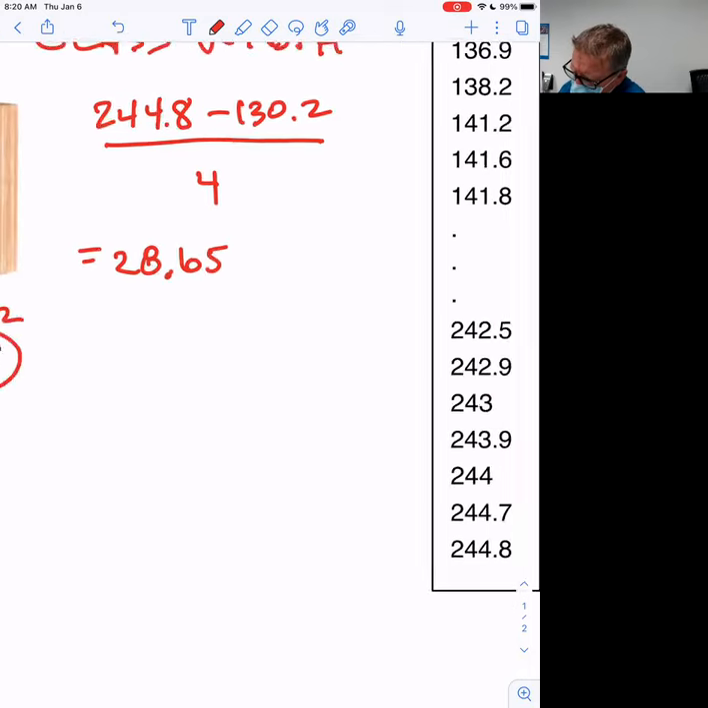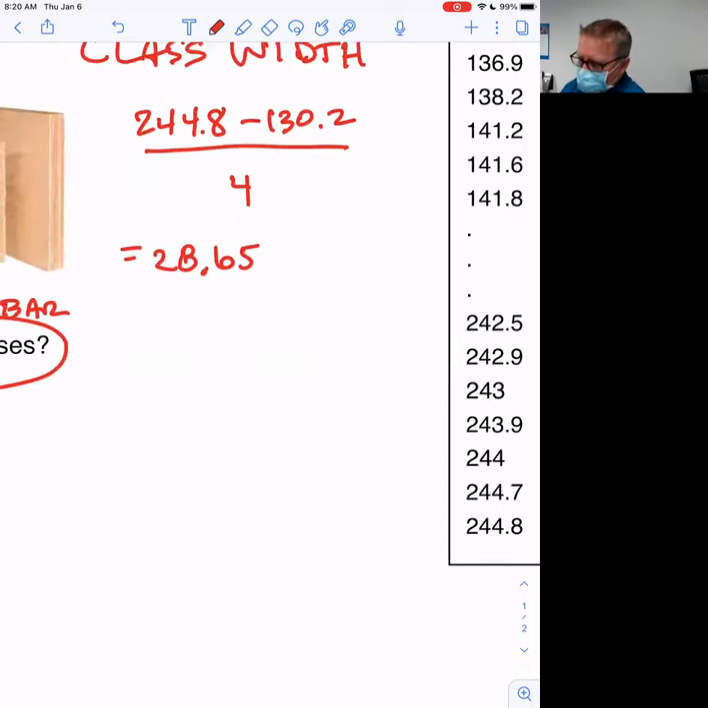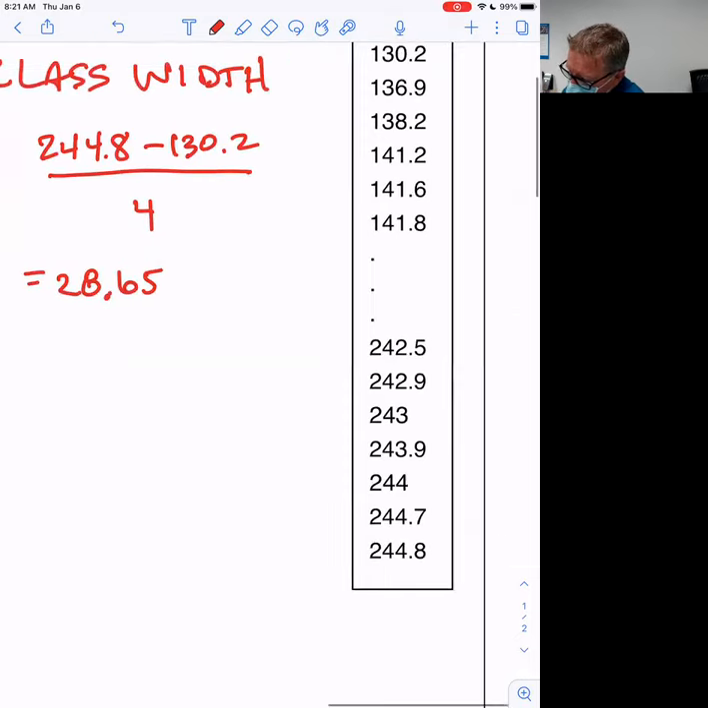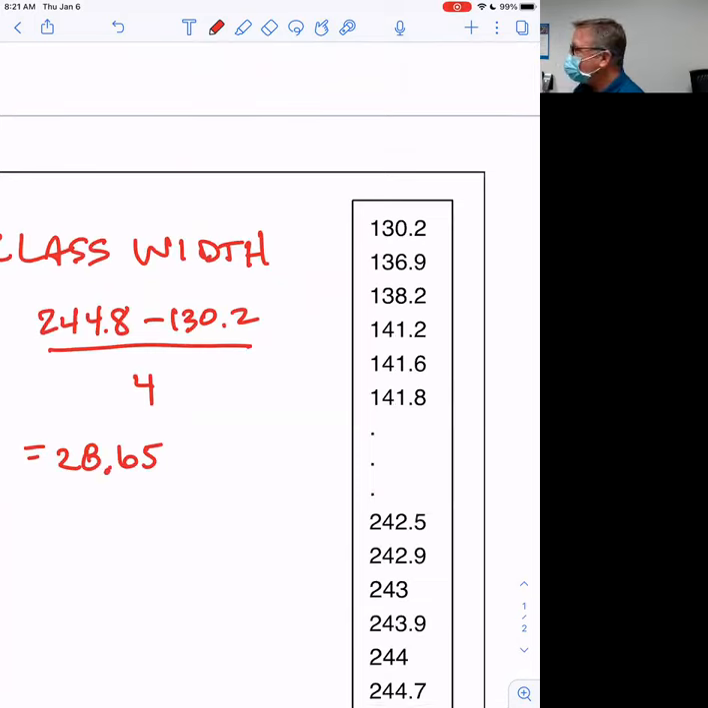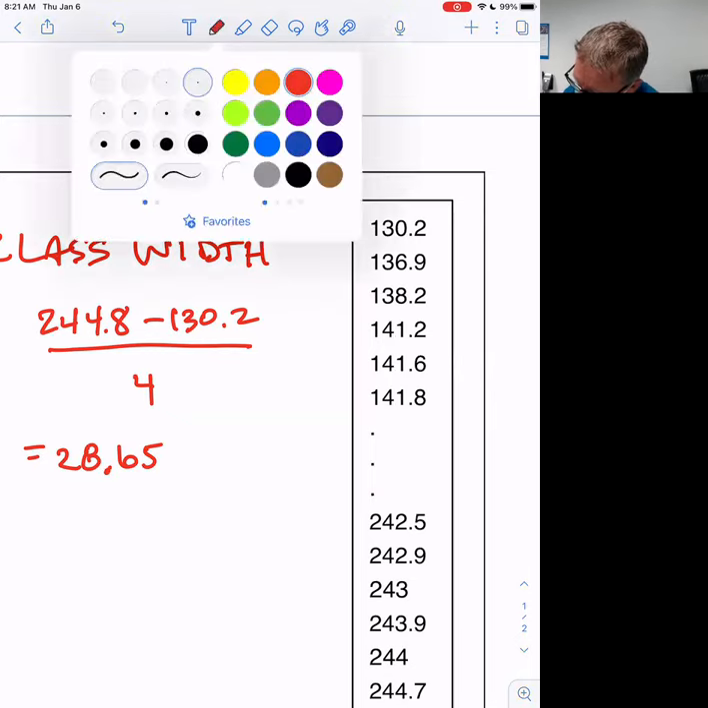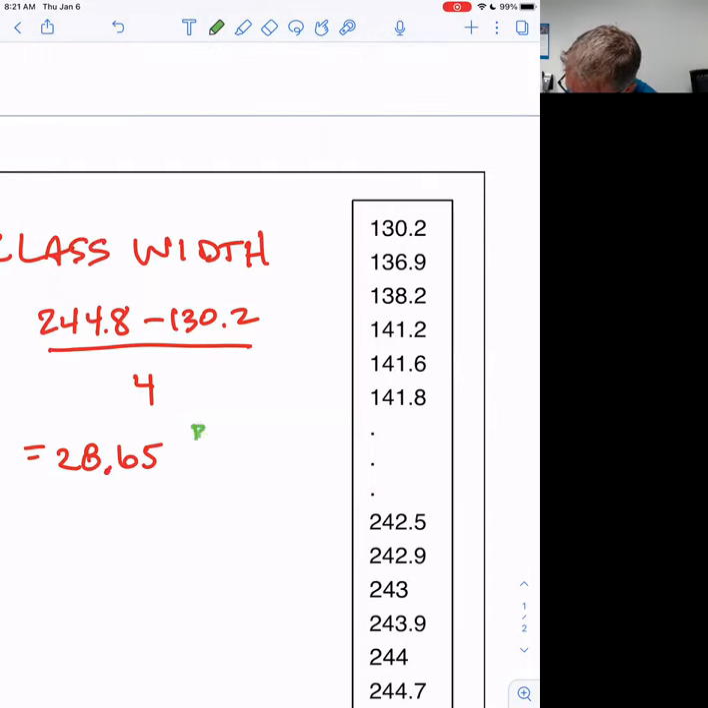What did we say yesterday we had to do to this number? Yeah, we got to round it up. But yesterday we rounded it up to the nearest whole number because the data was a whole number. But notice this time our data is one decimal place. So we got to round this up as well, but round it up to match the data. What would that be? Always up, not round off. Even if that had been 28.61, we're still rounding it up.